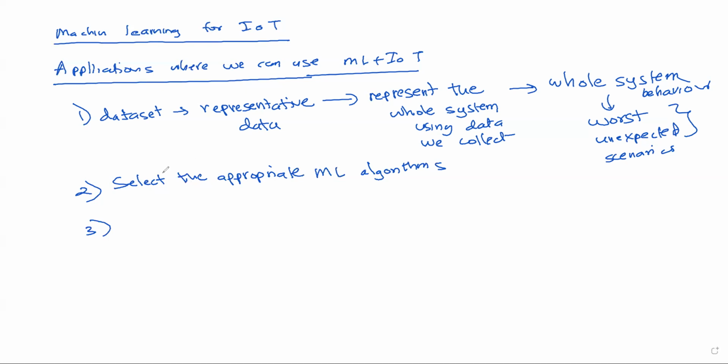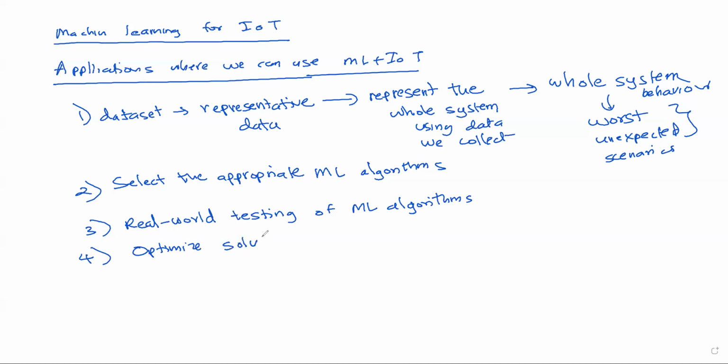And then we need to test our machine learning model using real world scenarios. We need to put our machine learning algorithm into the real world and test its output. And then we need to optimize the solutions. If we get some inaccurate or unsatisfactory solutions, we need to optimize the solutions that we obtain.